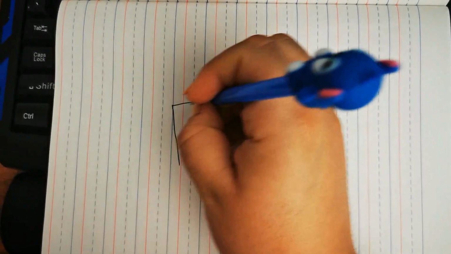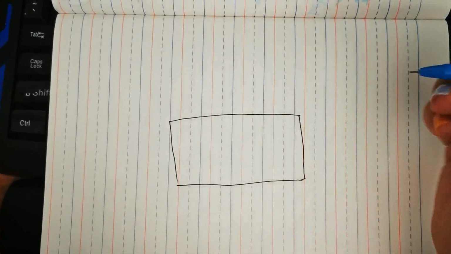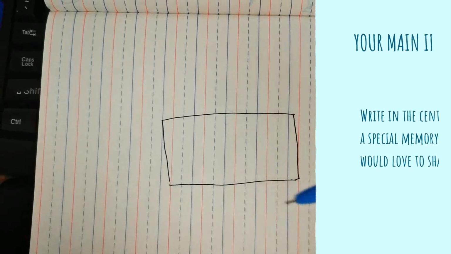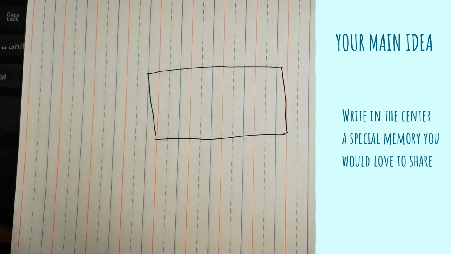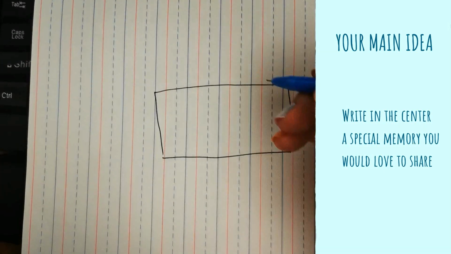Step number 1. In the center, you will write the special date, the special day or the special memory that you want to talk about. In my case, I want to talk about the first time I met my students this year.